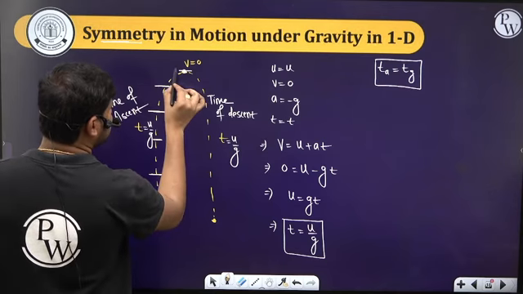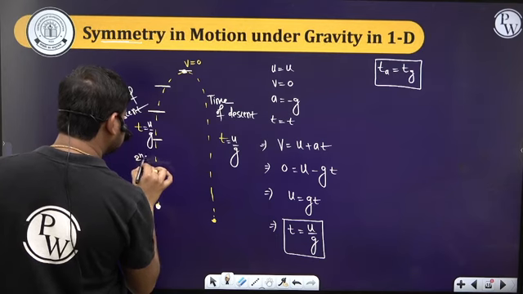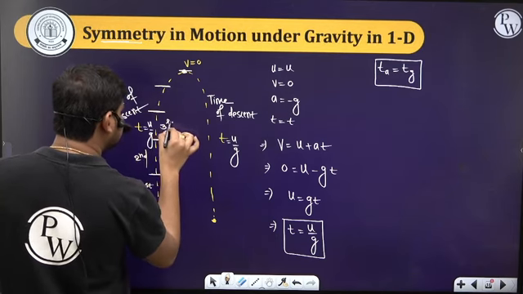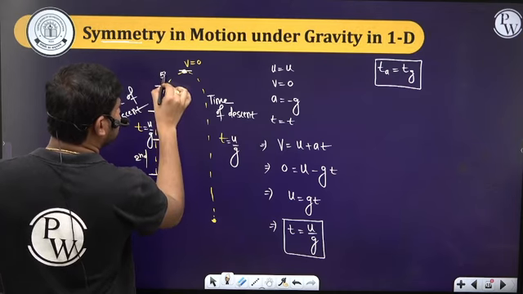So in 5 seconds, this is the distance traveled in the first second. This is the distance traveled in the second second. This is the distance traveled in the third second. This is the distance traveled in the fourth second. This is the distance traveled in the fifth second.